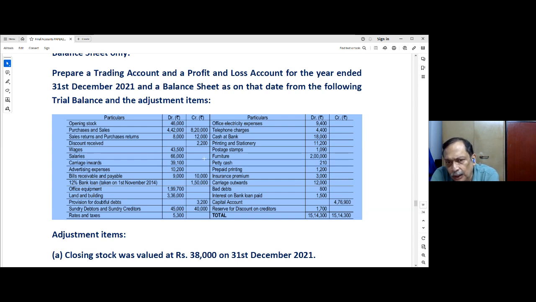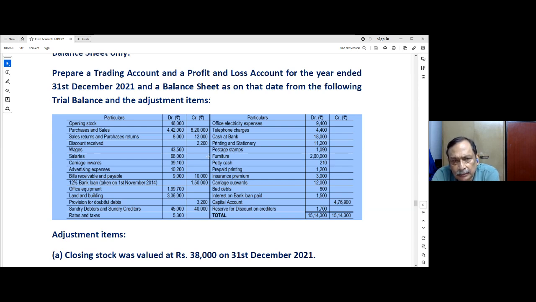In the examination hall, you have to first, with the help of the calculator, check whether the trial balance total agrees or not. That is the first task you have to make. So it is given total 15 lakhs 14,300 and also 15 lakhs 14,300. That you have to check quickly.